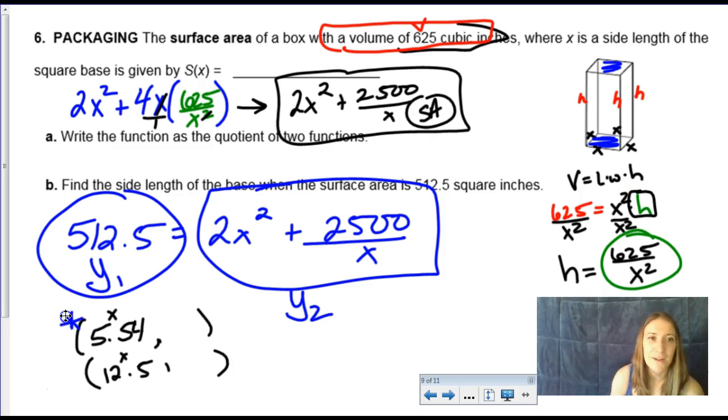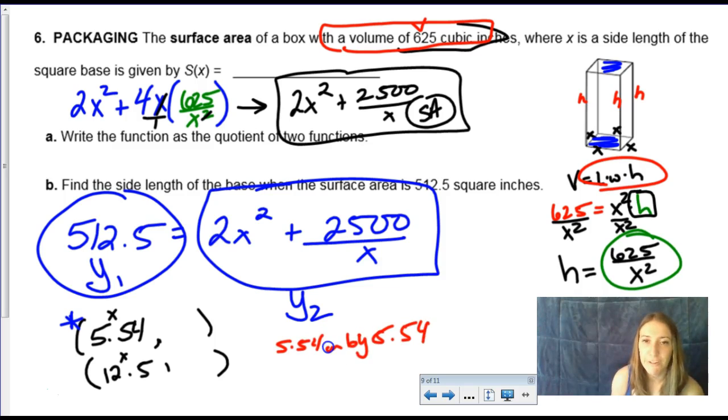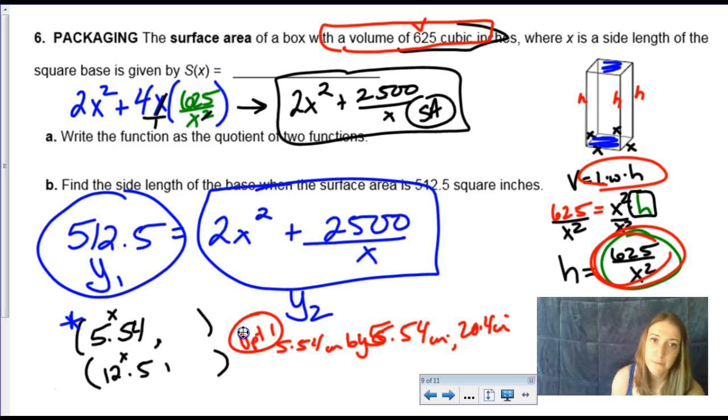So if this is the correct solution, that means my box is, the x is going to represent the box, right? And they want length times width times height. So the box would be 5.54, what's the label on here, inches, by another 5.54 inches by, and then if I plugged it in right there, I would get, I wrote it down, what did I get? 20.4. So that's one option. Option 1.